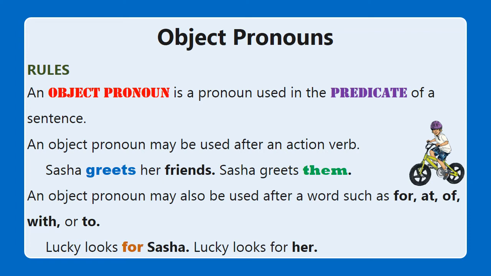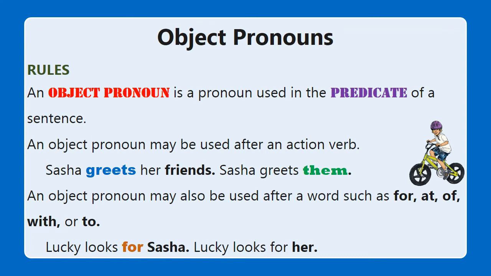Sasha greets her friends. Okay, so we have the word greets. Greets is the verb in the sentence. What is the pronoun in that sentence? Her. So greets begins the predicate part of the sentence. So all the words from greets to the end of the sentence is the predicate part of the sentence. The words before greets will be the subject part of the sentence.